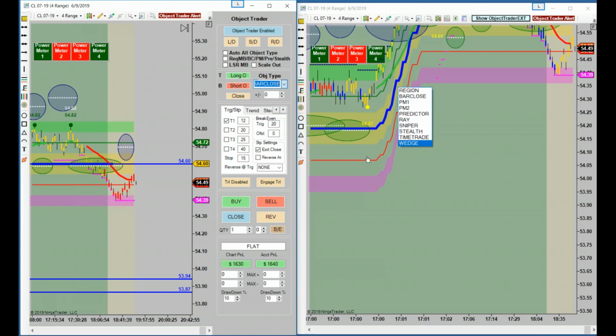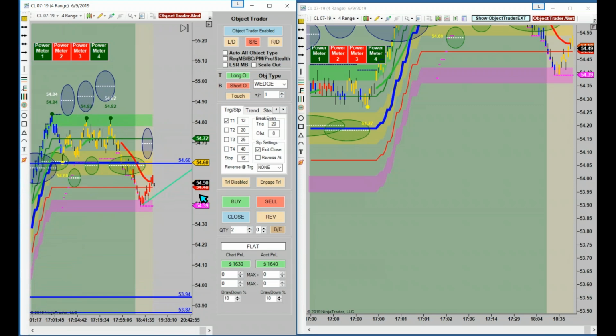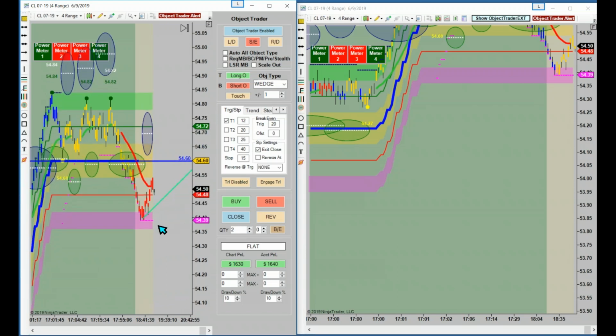To give you an example, like right here, if we decided that we wanted to take a little wedge trade, could we very possibly do that with this little wedge trader? And I'd probably do a touch. Sure you can. Because if this does break this little trend line, more than likely it's going to head down, because that's what you're doing. You're drawing on your charts.